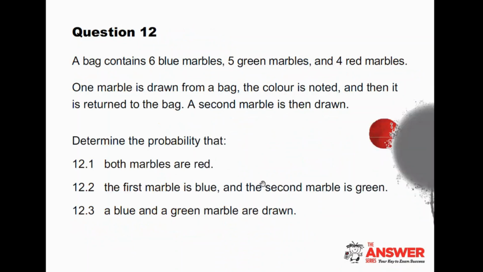Okay, question number 12. A bag contains 6 blue marbles, 5 green marbles, 4 red marbles. 1 marble is drawn from a bag, the color is noted, and then it is returned to the bag. A second marble is then drawn. I would do this with grade 10. Determine the probability that both marbles are red, the first marble is blue, and the second marble is green. And 12.3, a blue and a green marble are drawn. No order. Okay, so let's draw a tree diagram.